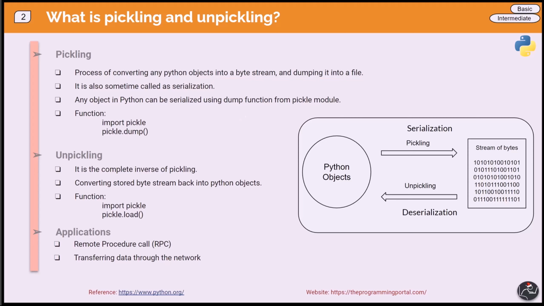Whenever your program needs to read that stored object, the process is reversed. Means the byte stream is loaded and converted back into objects. This is called unpickling or deserialization. For application, this is mostly used in RPC, that is remote procedure calls, or when you need to transfer some data through the network. You can explore more about its functions from the official documentation. Link is in the description below.